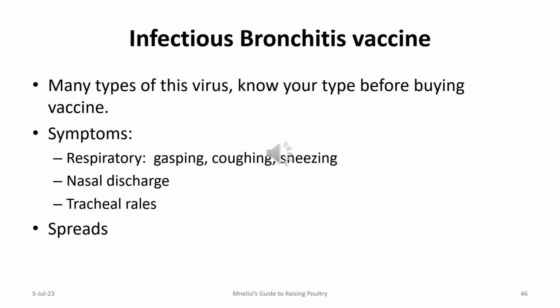Infectious bronchitis vaccine. This disease has many types of viruses. You need to know the exact virus before buying the vaccine. The symptoms are as follows: respiratory problems, nasal discharge, tracheal rales. This disease will spread to other chickens.